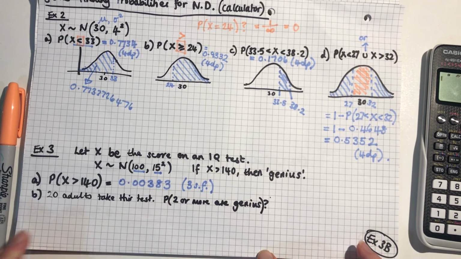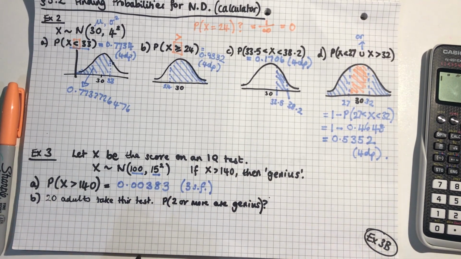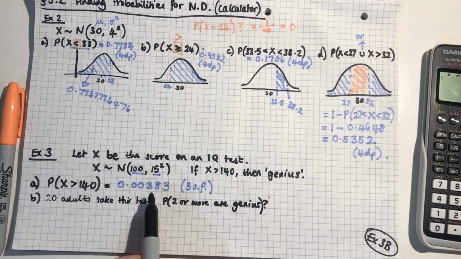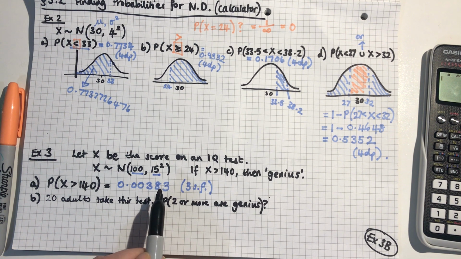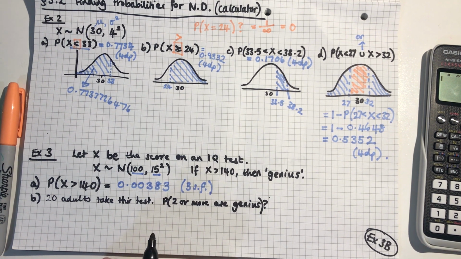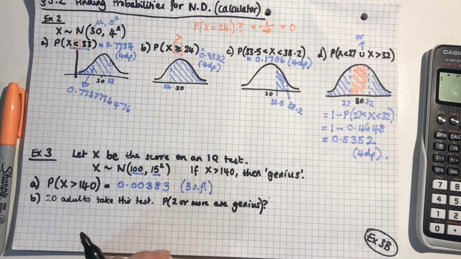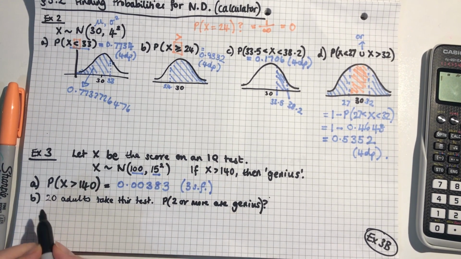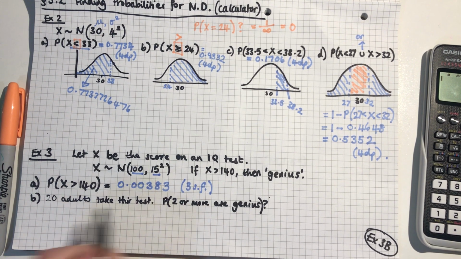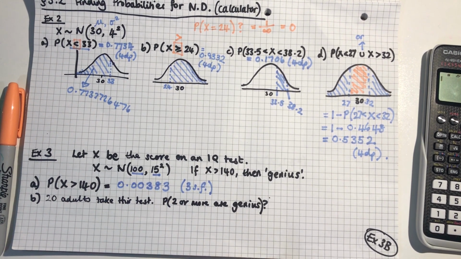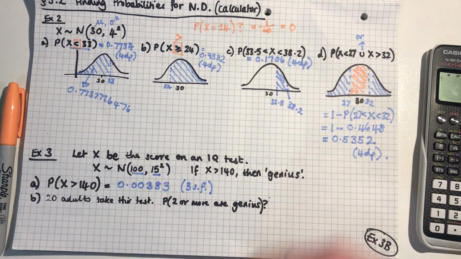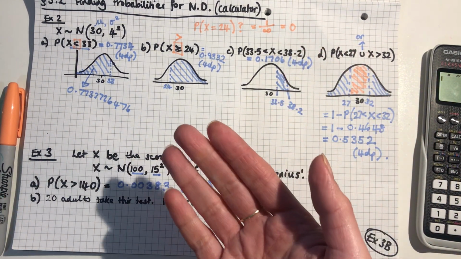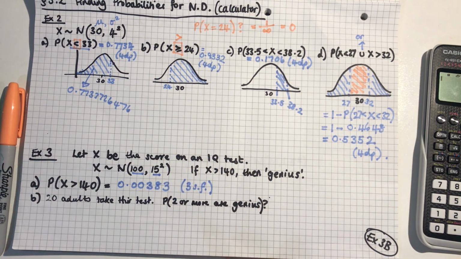Now, it's very tempting here to go, well, the probability that 1 is a genius is 0.00383, so 2 being a genius would be this times by itself. That would be wrong, simply because that would be working out the probability that 2, one after the other, are a genius. But it doesn't want that. It wants any 2 out of the 20 that take it. So it could be person 1 and person 2, or person 1 and person 3, or person 1 and person 10, or person 2 and person 20. There are so many different combinations here.